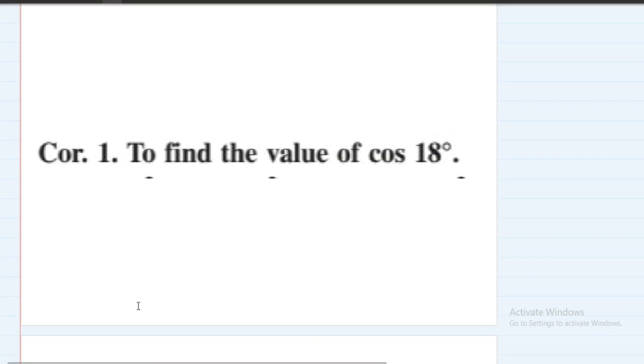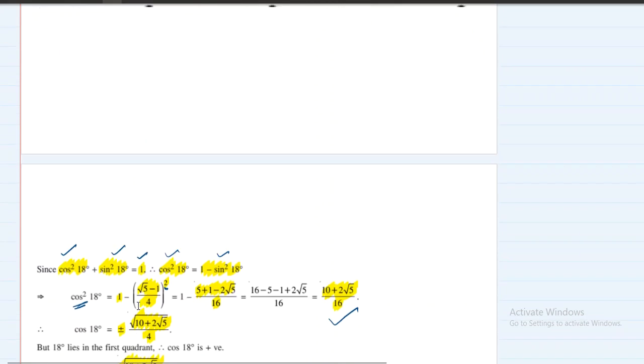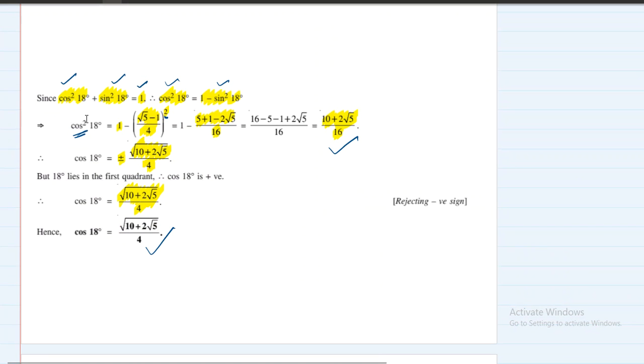Moving on, we have to find the value of cos 18. So cos square 18 plus sine square 18 is equal to 1. Cos square theta plus sine square theta is 1. So cos square 18 is equal to 1 minus sine square 18. So cos square 18 is equal to 1 minus, in the bracket, root 5 minus 1 by 4 the whole square.